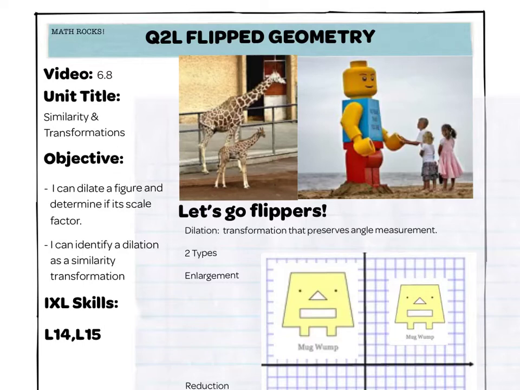Your objectives are, I can dilate a figure and determine its scale factor, and I can identify dilation as a similarity transformation.